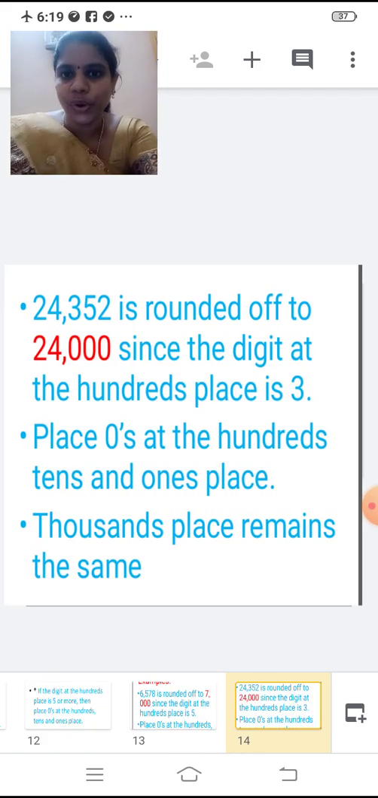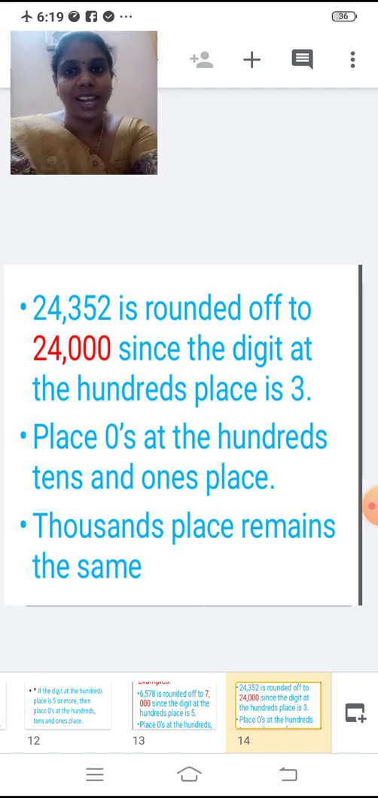Next, 24,352. Round off this number to the nearest thousand. What digit you have to see? You have to see the digit at the hundreds place, isn't it? So what digit we are having at the hundreds place now? Tell me. 3. Yes, 3 in the hundreds place, right?